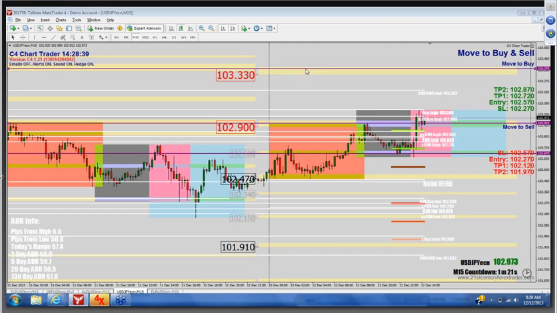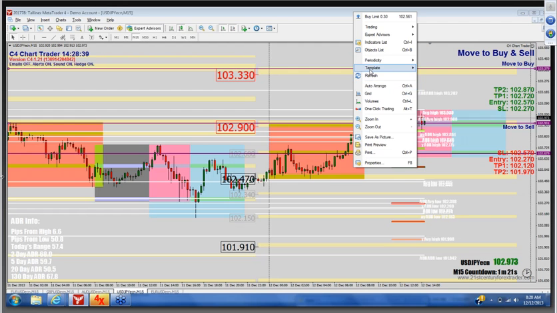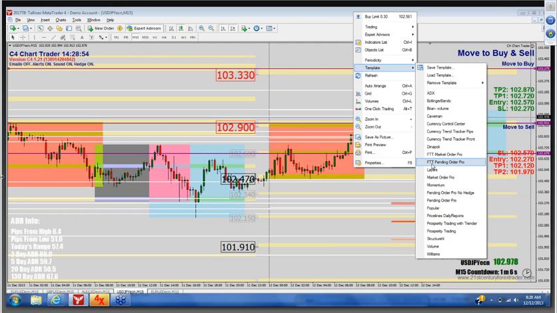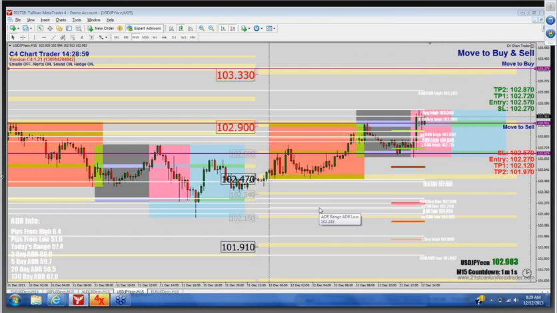You don't need to have thermal grids. I mean, you can trade with a clean chart and put the lines on like we're doing using the daily reports. But with your service, you do have access to the thermal grid template. So just go to FTT pending order. That'll have the thermal grids on there.